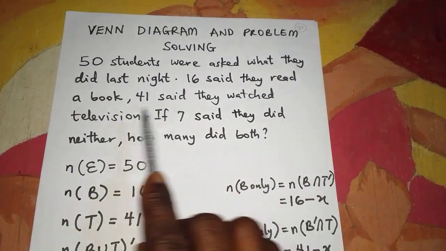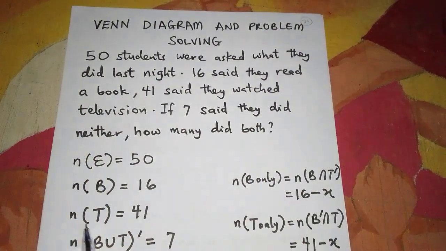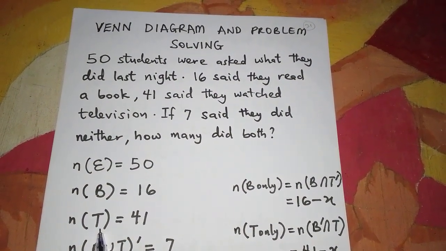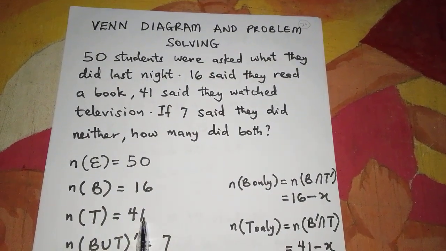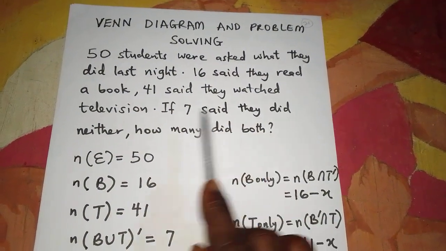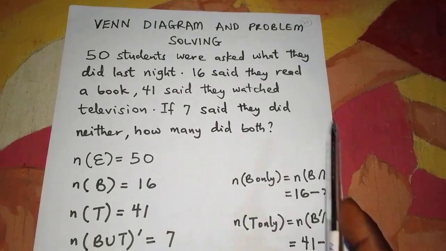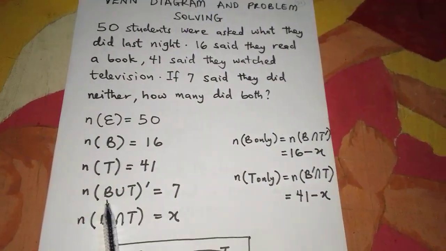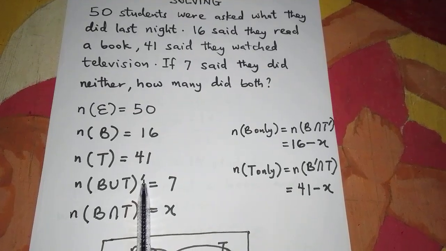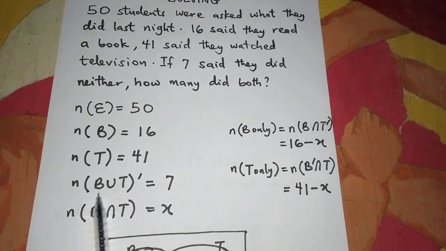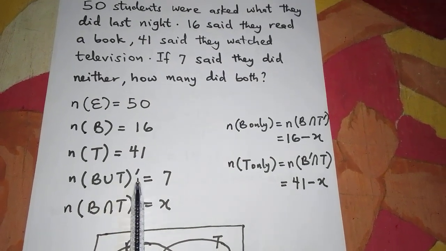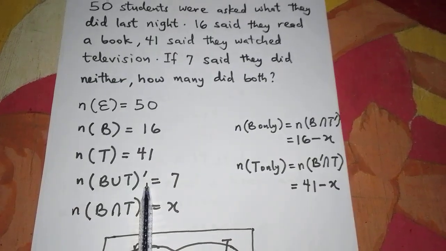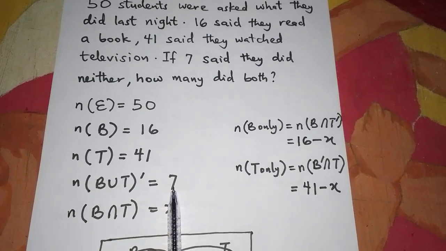41 said they watched television. I'll use T to represent those that watch television. They are 41. If 7 said they did neither, that means they are not in the two sets. That is the same thing as saying (B union T) complement. So they are not in set B and set T. So how many? Those that didn't do any of it, we are having 7.